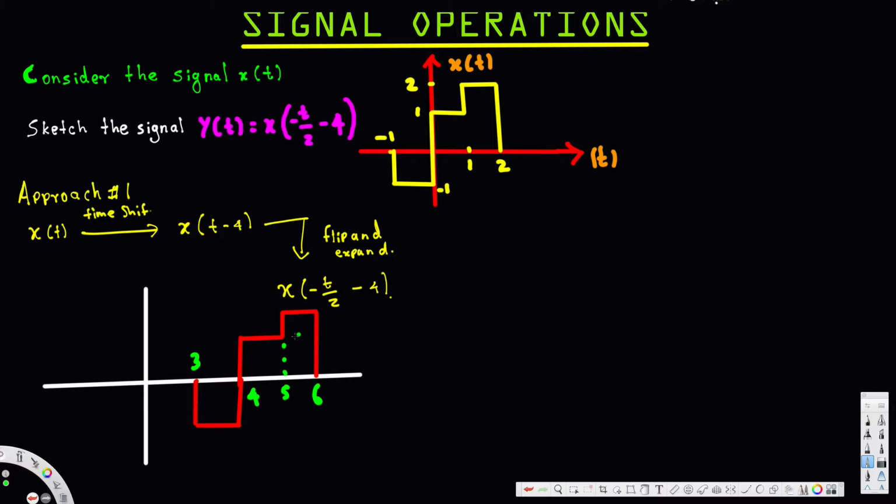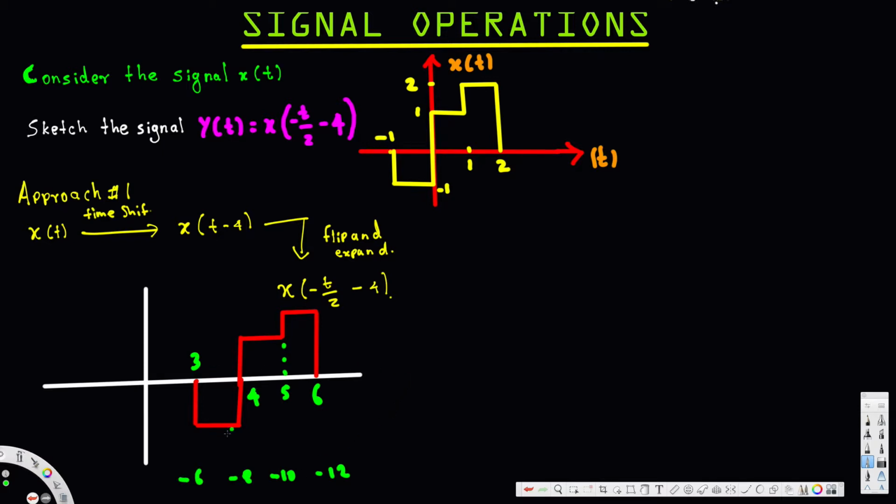Now what we have to do is the reversal. If you do the reversal, this is going to flip exactly the opposite. This is going to become negative 3, negative 4, negative 5, negative 6. Then we have to multiply everything by 2. If you do that, this is going to become negative 12, and this is going to become negative 10, and this is going to become negative 8, and this is going to become negative 6.